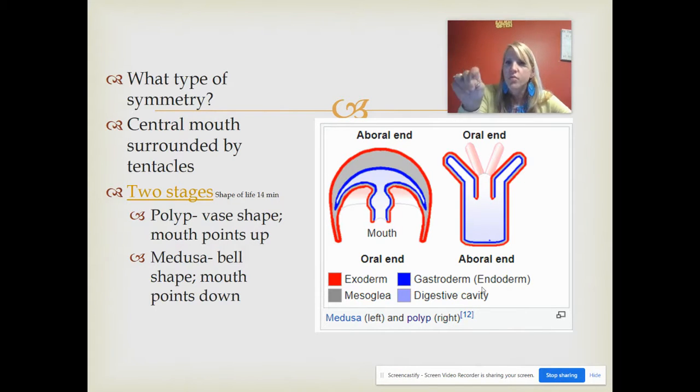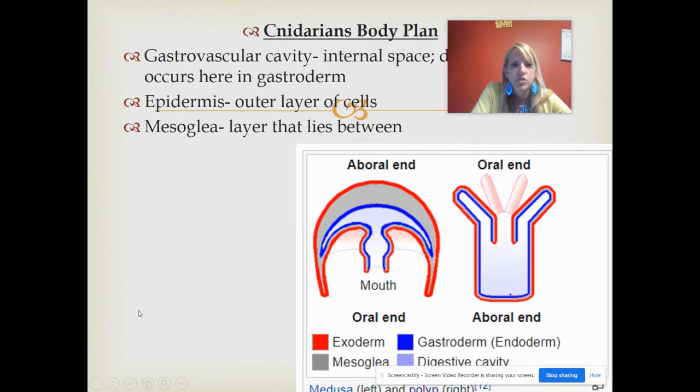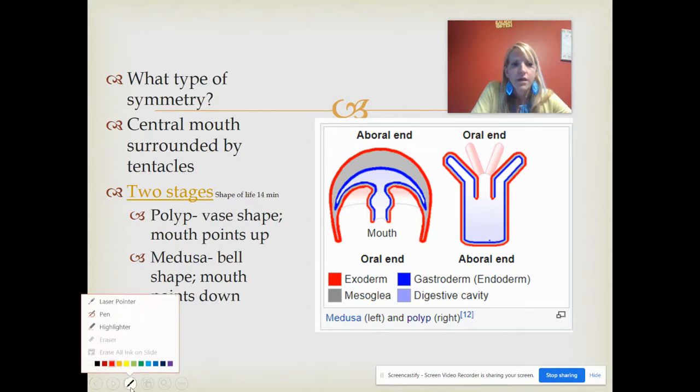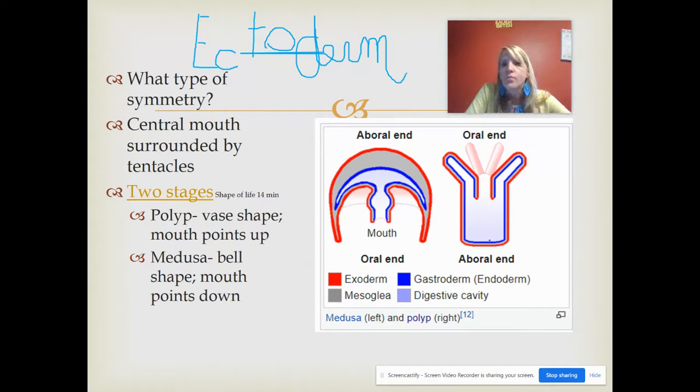Ectoderm, sorry. Your book calls it an ectoderm. This picture says exo. Your book says ecto. Let me type it for you. Ectoderm, E-C-T-O-D-E-R-M. That's what your book says.